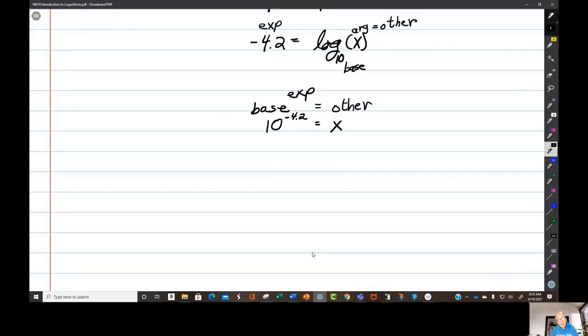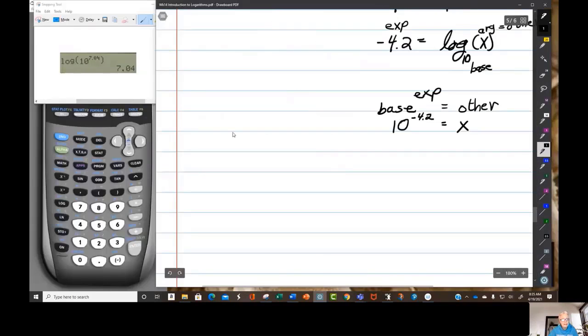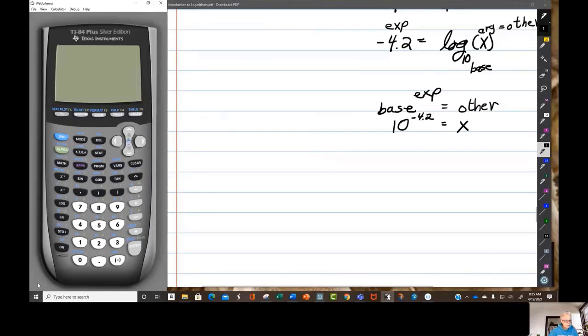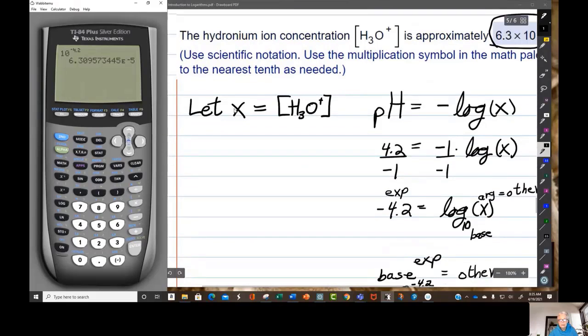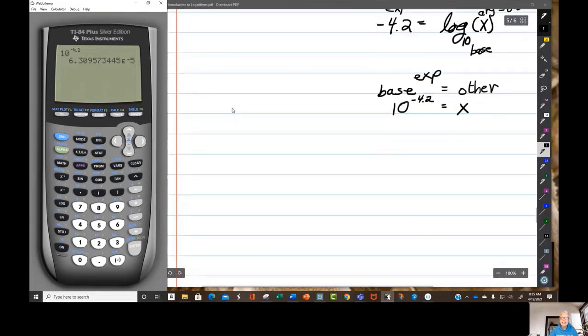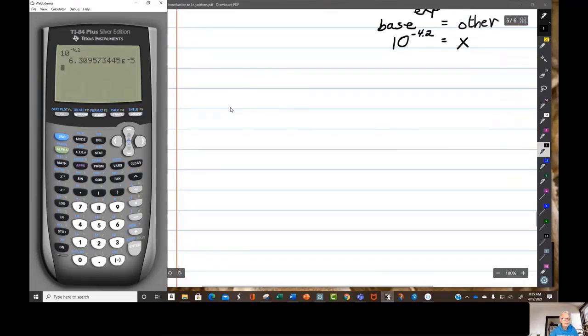Now, life would be easy enough if all I had to do was take 10 and raise it to the negative 4.2 power. I haven't forgotten about the scientific notation, just wait. 10 raised to the negative 4.2 power is this ugly number right here. And it's already in scientific notation. Yes, it is. Just checking the answer.